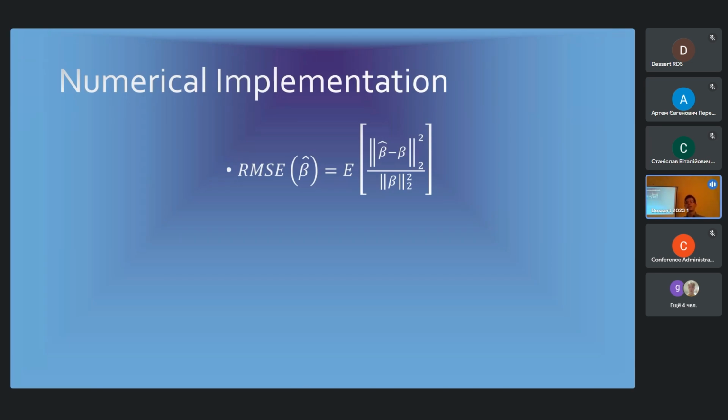Now, it's time to implement what we have already discussed. We use the relative mean square error in order to evaluate which method is more accurate.